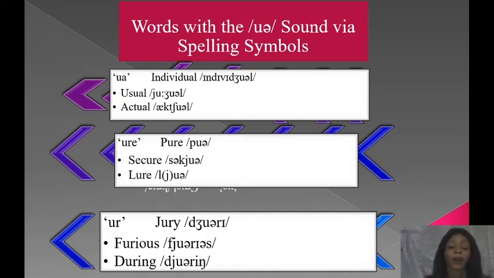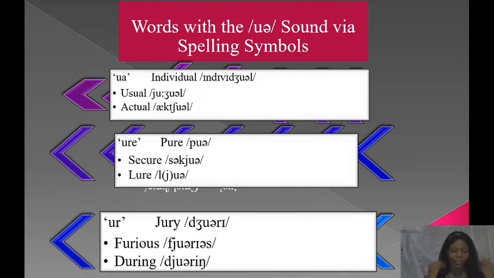The UR. Now, most words that are spelled using UR actually have the UR sound in them. We have the word jewelry. Jewelry, not jewelry. We also have the word furious. Furious. Not furious, but furious.